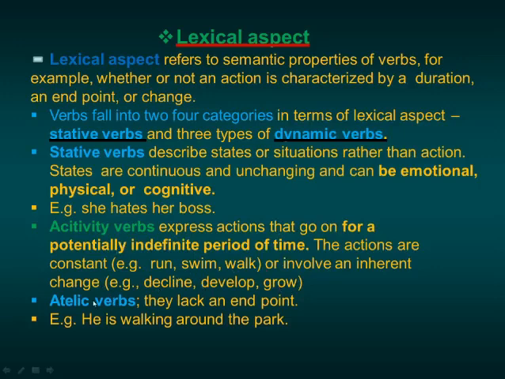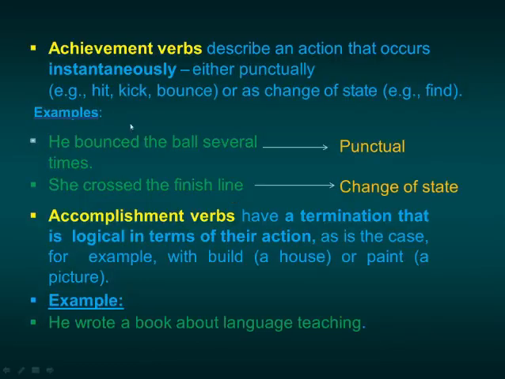Then activity verbs are again classified into adulative verbs. He is walking, like an end point. He is walking around the park. Adulative verb. Next. So here the first one, stative verbs, then adulative verb, and achievement verbs. What is achievement verb? Describe an action that occurs instantaneously, either punctually, here you see hit, kick, bounce, or as a change of state. This verb is just changing its state. For example, find.